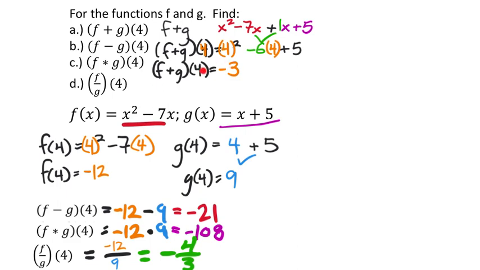So there we go. We had f plus g of 4, which is negative 3. f minus g of 4 is just negative 21. f times g is negative 108. And then f divided by g was negative 4/3.